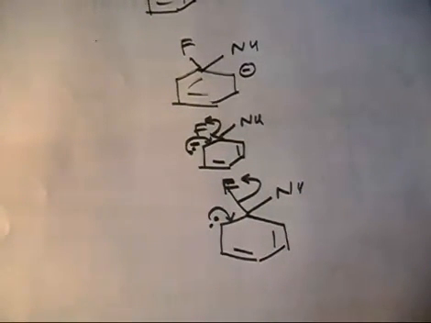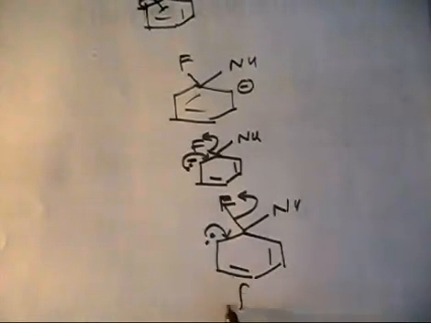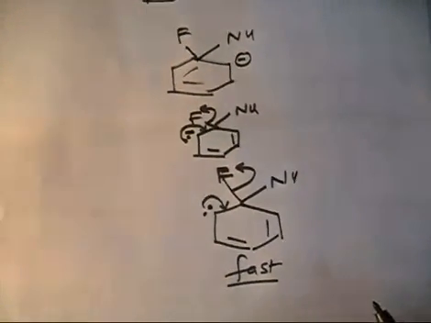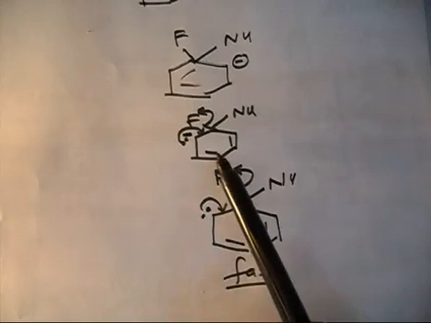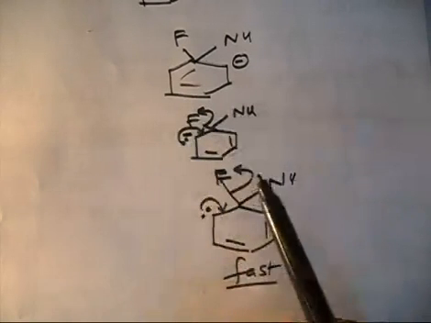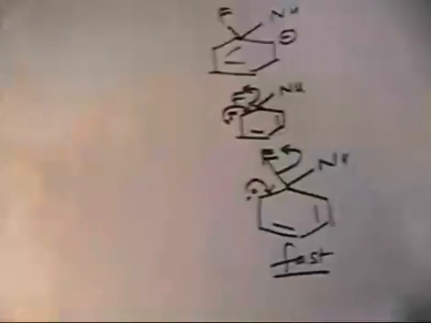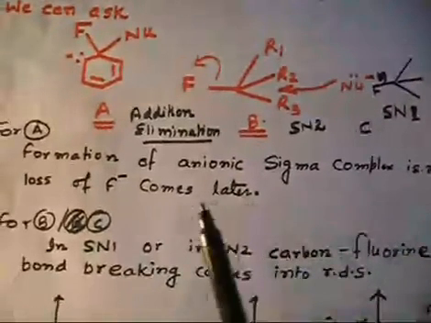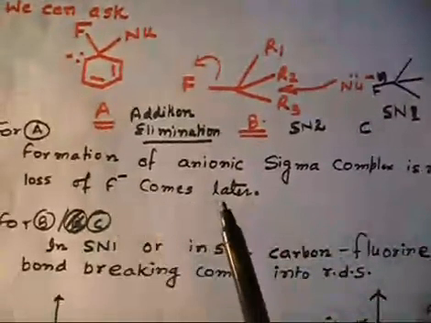The first step is attack. The second step is a faster step because this gains the aromaticity. So the first step is formation of the anionic sigma complex. This is anionic because it is an anion, and this is called a sigma complex. So this is an anionic sigma complex. Have you written? So formation of anionic sigma complex is the RDS, but loss of F minus comes later.